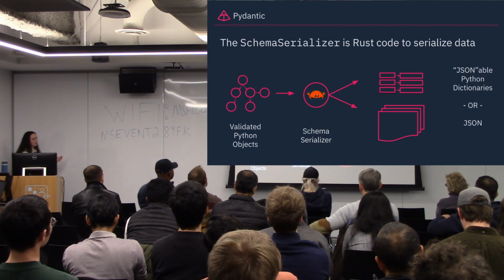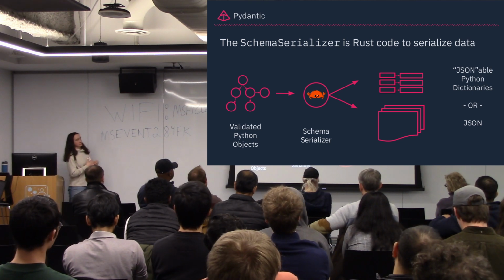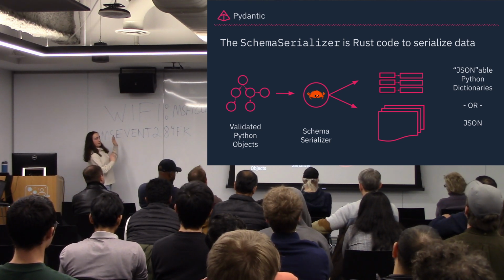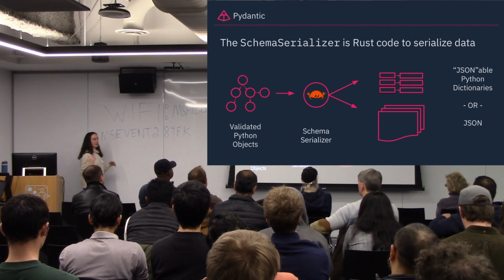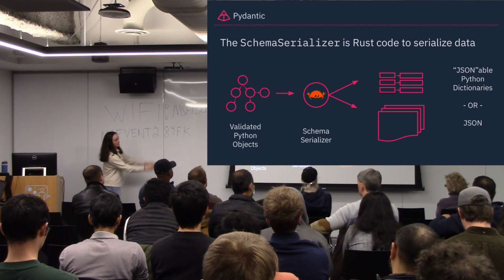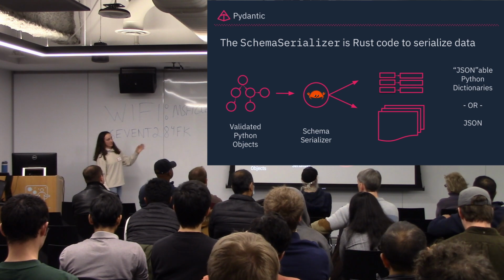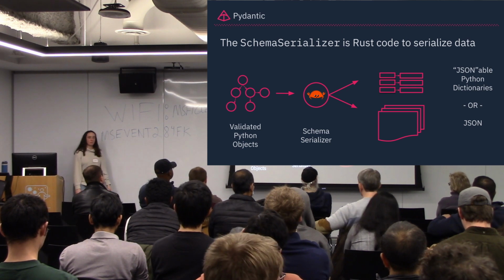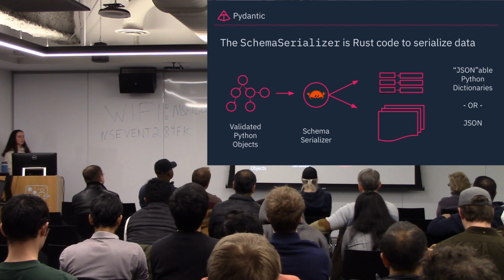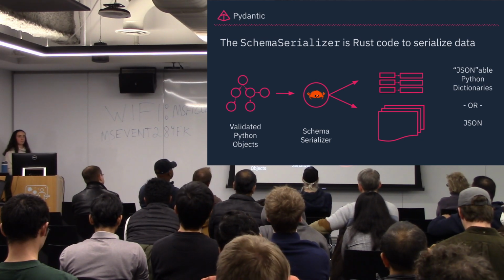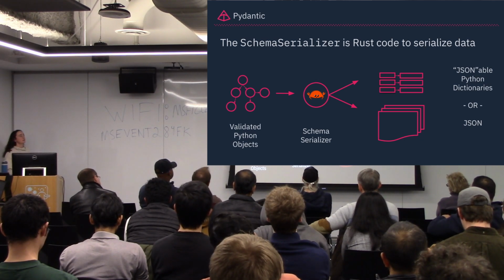Okay, similarly, schema serializer. You have your validated Python. You can imagine this as continuing from the previous slide. Then you send it to your very speedy schema serializer and then output the data format of your choice. So hopefully this helps you understand more of what Pydantic is doing under the hood.